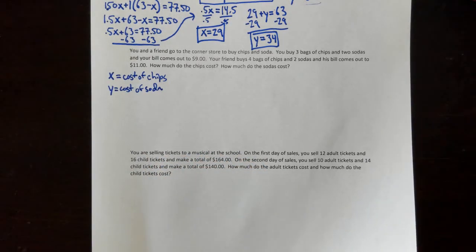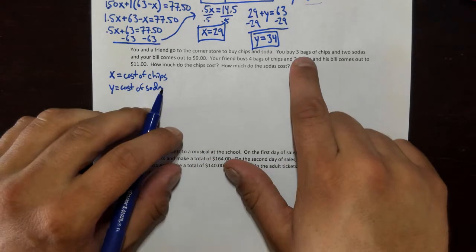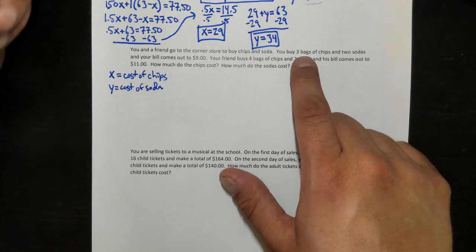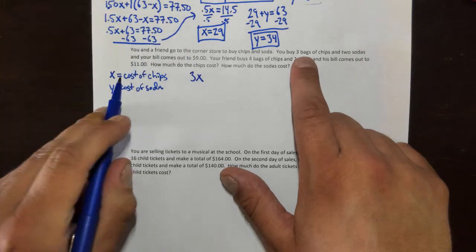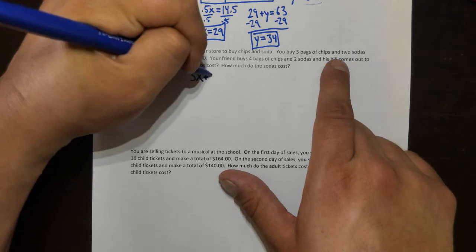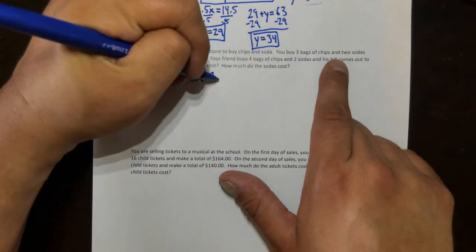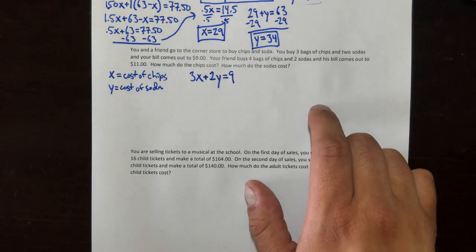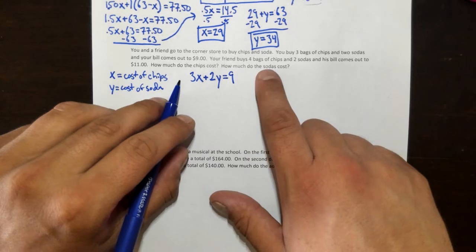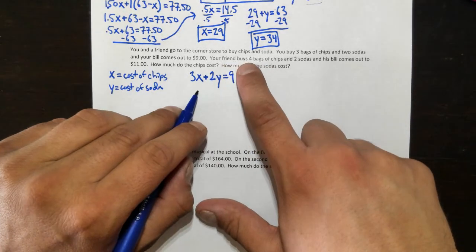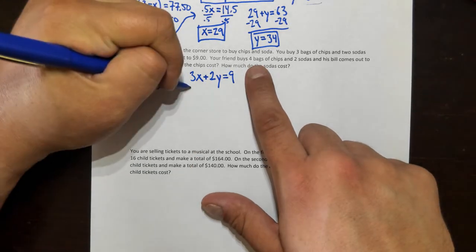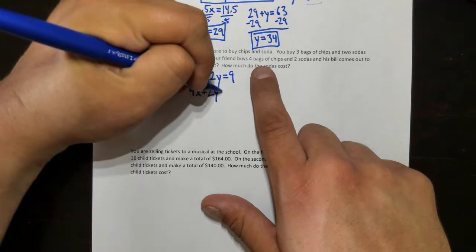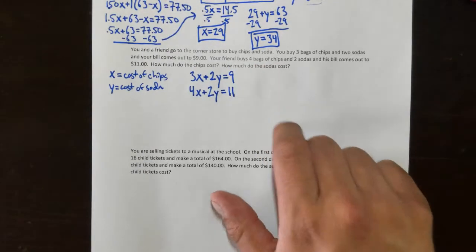All right, so now we need to set up our two equations. The first equation is going to be our purchase. So it's going to be 3 bags of chips, so 3 times the cost of the chips, plus my 2 sodas times the cost of the soda is equal to 9. Then the other equation is going to be our friend's purchase. They bought 4 bags of chips plus 2 sodas, and their bill came out to $11.